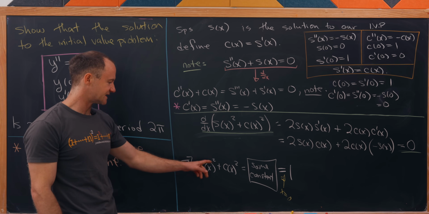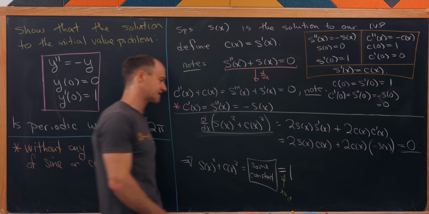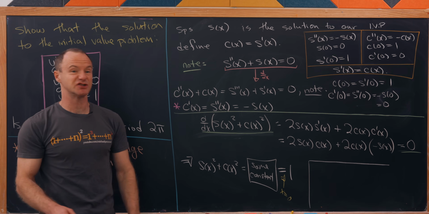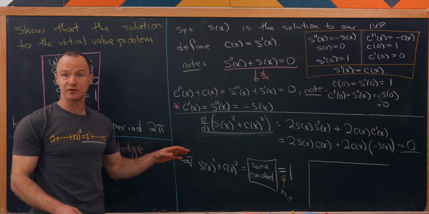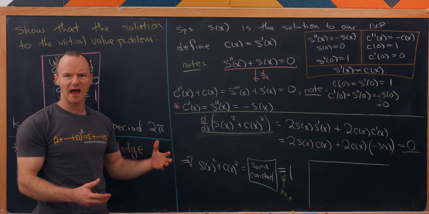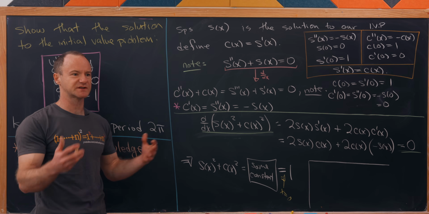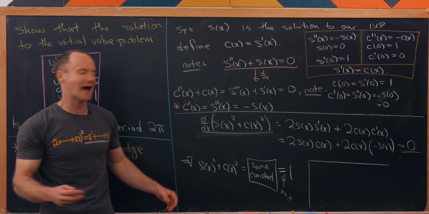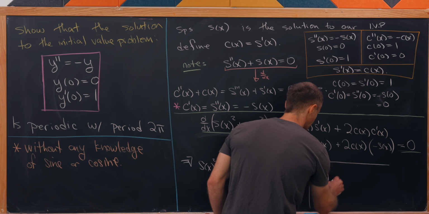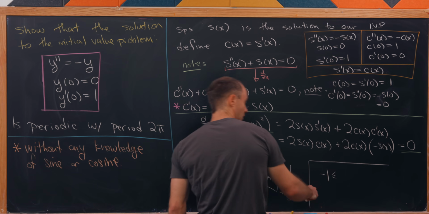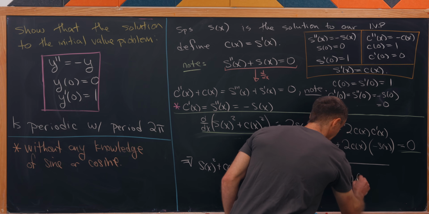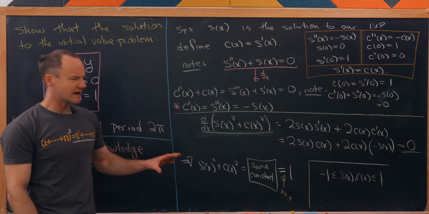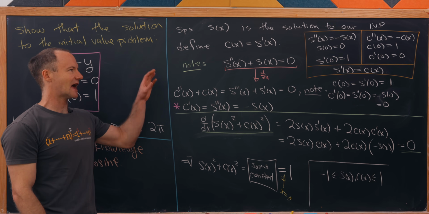Also, let's observe, since s of x squared plus c of x squared equals 1, that means that s of x and c of x are each bounded. They have to be between -1 and 1. If they ever got bigger than 1 or smaller than -1, then their sum would be bigger than 1, and that wouldn't work. Okay, so let's summarize that over here. We have -1 is less than or equal to s of x and c of x, which is less than or equal to 1. Okay, so let's gather all of the facts that we have at the top and then move on.